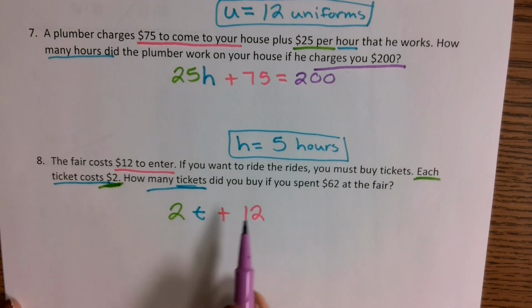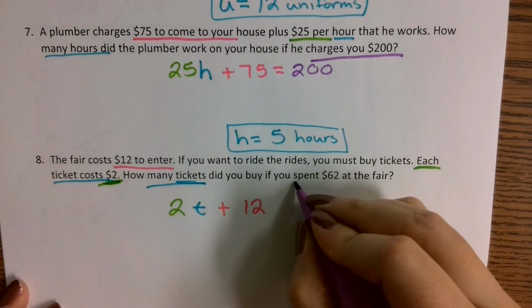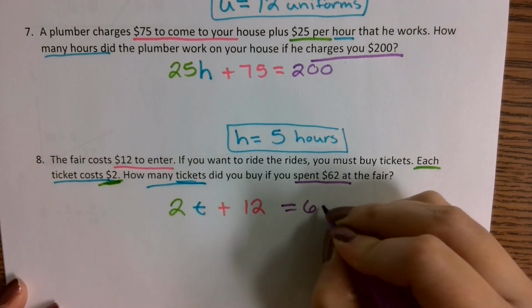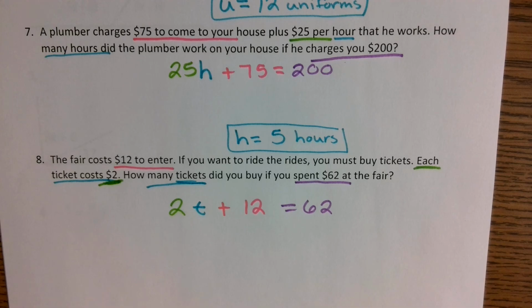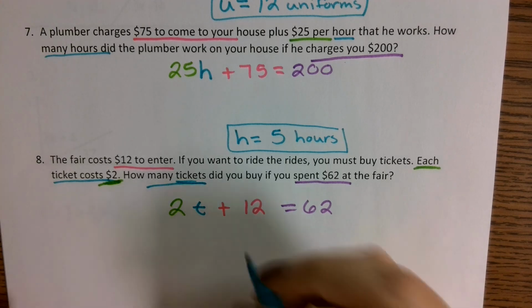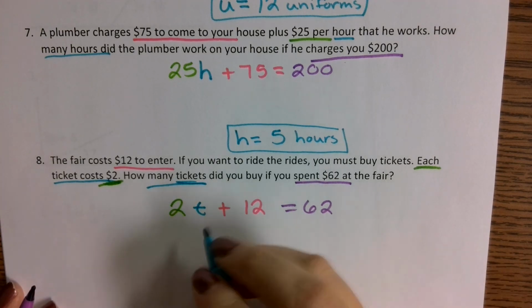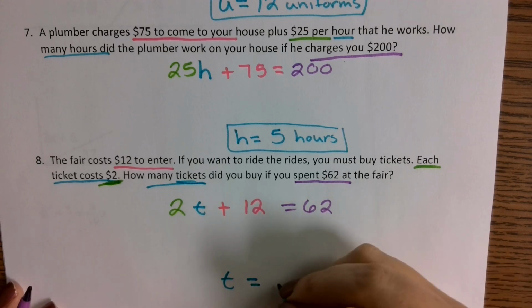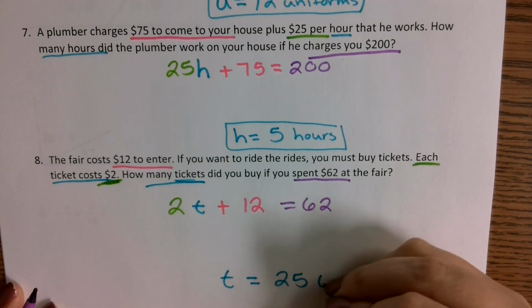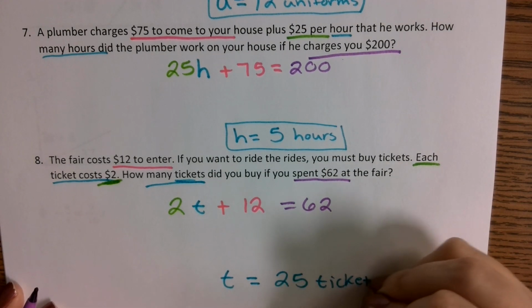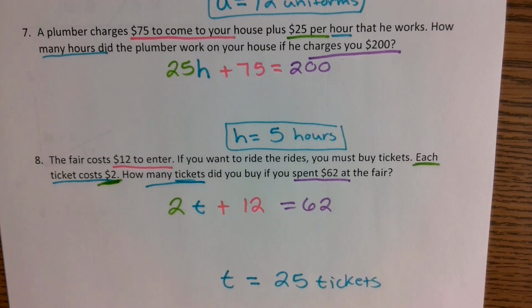$2 per ticket plus $12 to enter the fair, and you spent a total of $62. So 2T plus 12 is equal to 62. Once you've solved it, you subtract 12 and then divide by 2. You purchased a total of 25 tickets.